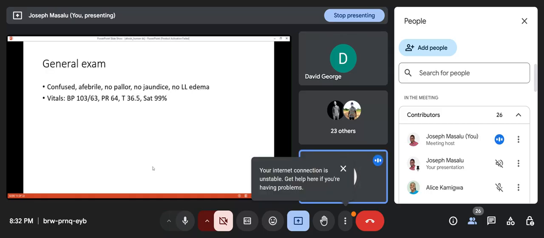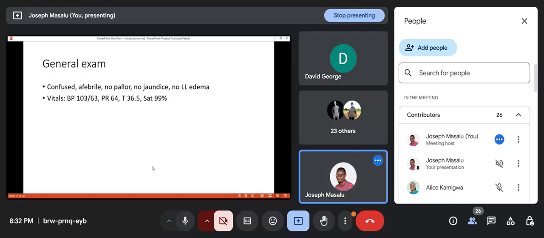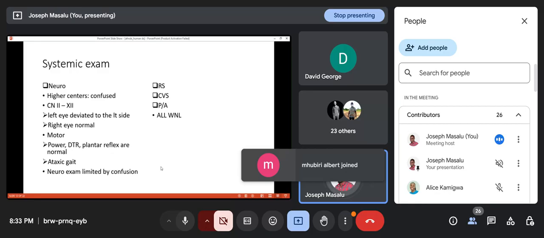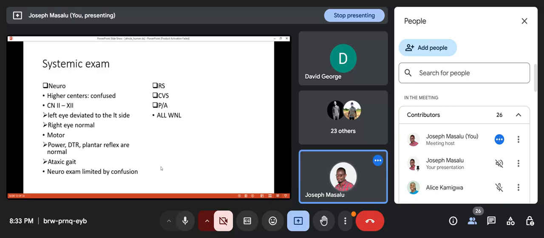Sure. So, general exam, she's confused. She's afebrile. She's not pale. She's not jaundiced. She has no lower limb edema. Her vital signs are within normal limits. And so the systemic exam, starting with the neuro system which is affected. On higher centers, she's confused. Cranial nerve exam, the left eye is deviated to the left side, but the right eye is normal. Motor exam, her power, deep tendon reflex, plantar reflex are all normal, and she had an ataxic gait. This neuro exam was limited by the fact that she is confused. Other systems, like the respiratory, cardiovascular, per abdomen, were all within normal limits.